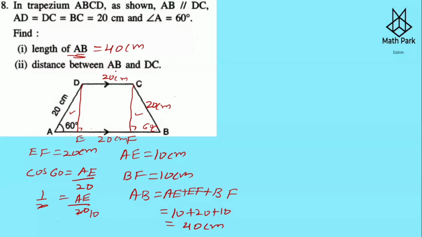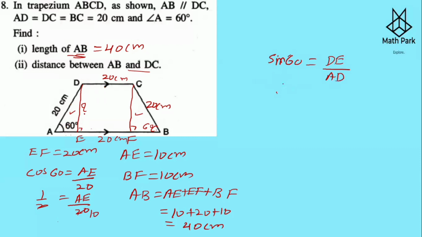Now we have to find the distance between AB and DC, which is the parallel distance. This is what we have to calculate, either DE or EF. The distance is always a perpendicular distance. So opposite and hypotenuse, we will be using a sine ratio over here. So we have sine 60 is equal to opposite, that is DE, upon hypotenuse, AD.